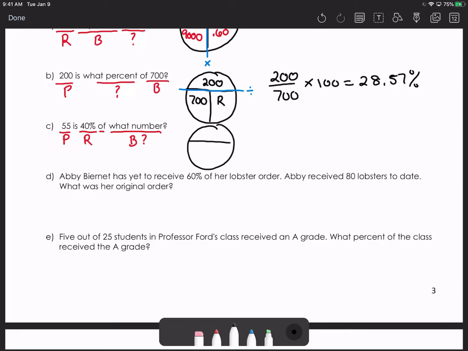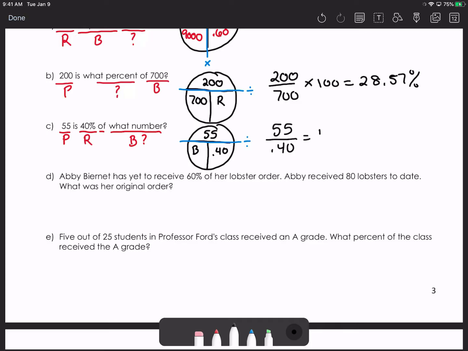I know my portion is 55. I know my rate is 40%, but we use the decimal version. And I'm looking for my base. Because the two values that I know, the 55 and the 0.40, are being separated by the division line, I'm going to divide. So I take 55 divided by 0.40, and that will give me my base. Now, in this case, I don't need to multiply by 100 because I'm not solving for the rate. I only need to do that when I'm solving for the rate so I can put it back into percent form. So on my calculator, I'm doing 55 divided by 0.40.